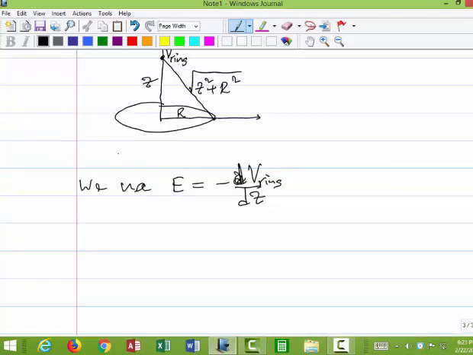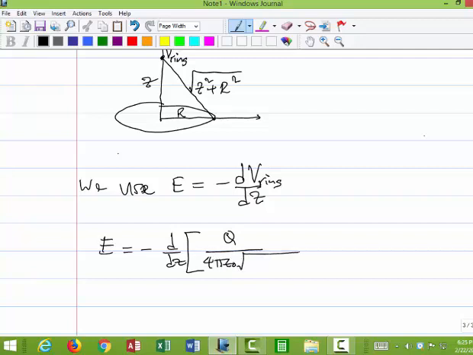So try this calculation and tell me what you get. Take the derivative of the potential that I've given you with respect to Z. Okay, so hopefully you've already completed this derivative. E should be given by minus d/dz of Q over 4 pi epsilon naught square root of Z squared plus R squared. Okay, so you should be able to take this derivative, I hope.